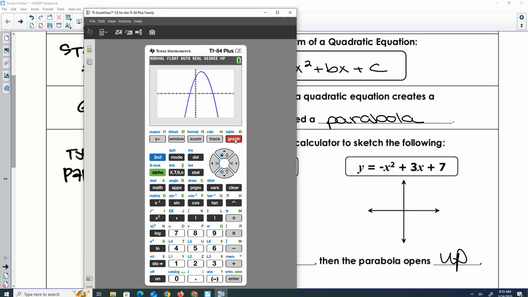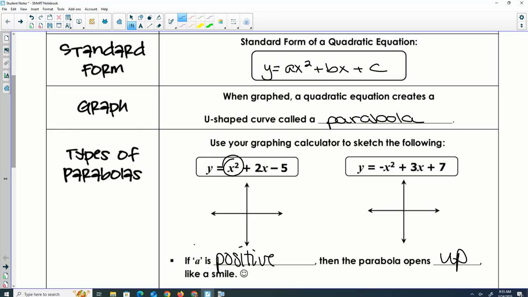Okay. So the first one that we plugged in, I didn't draw it at the time, but it was like this. The second one that we just plugged in should look like this. Did anybody have trouble getting these graphs? He did.